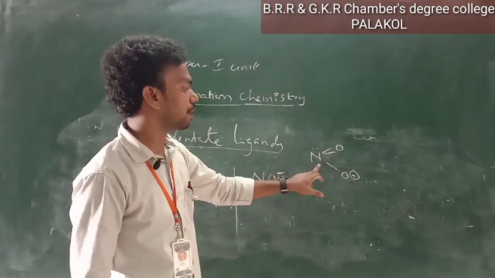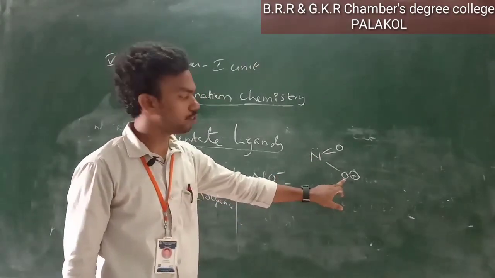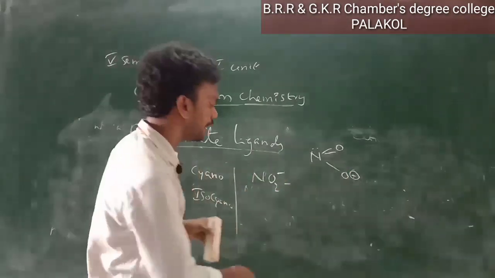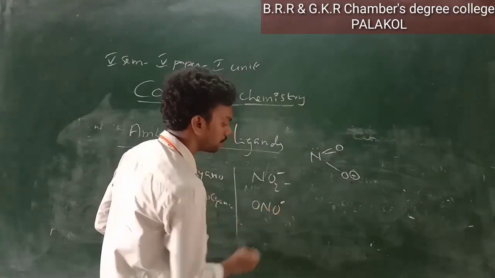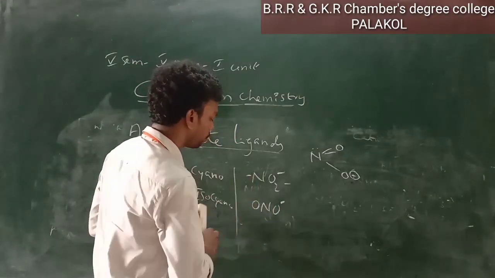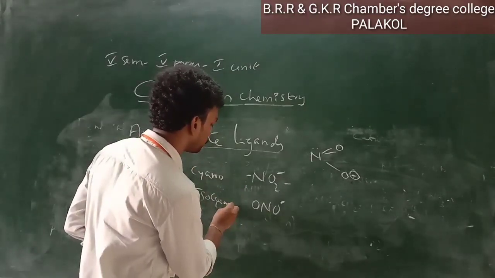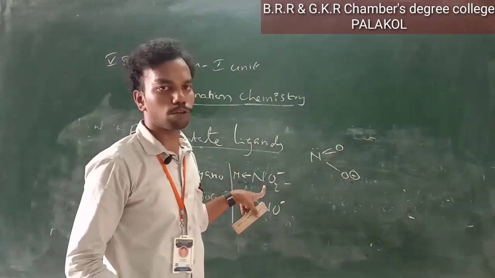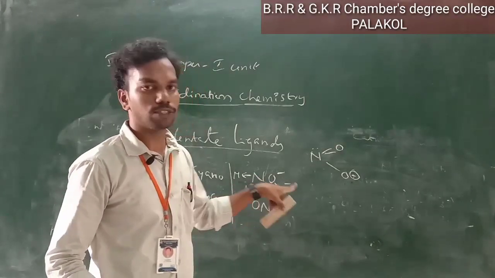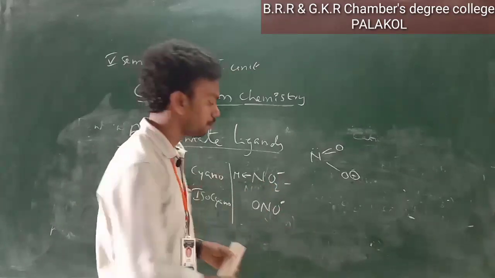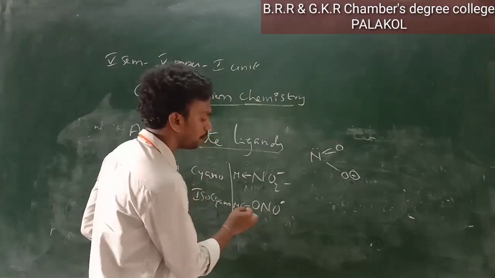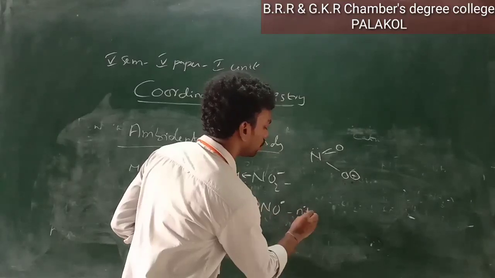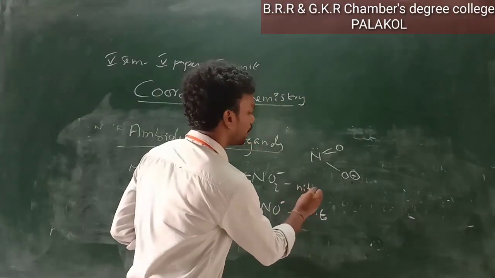If in case oxygen donates its lone pair of electrons to the central atom and forms a coordinate bond, that is nitrito. It can be written as ONO minus, right? Here nitrogen donates its lone pair of electrons to the central atom, that is written as NO2 minus, and it is called nitro in the nomenclature. Just write nitro. If oxygen donates its lone pair of electrons to the central atom and forms a coordinate bond with the metal atom, that is nitrito. So this is nitro and nitrito.